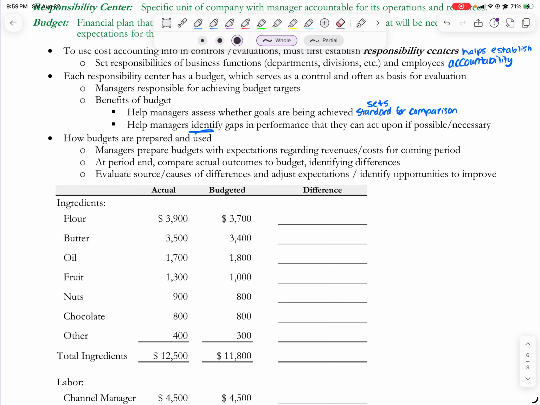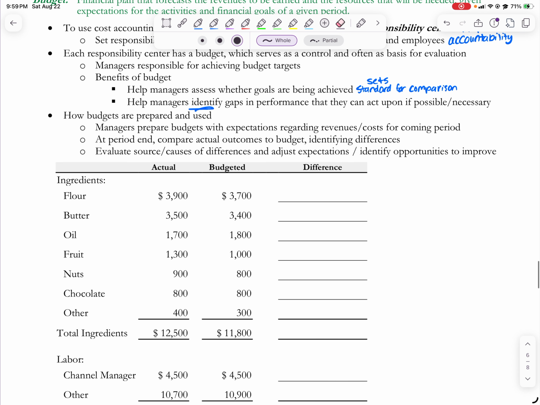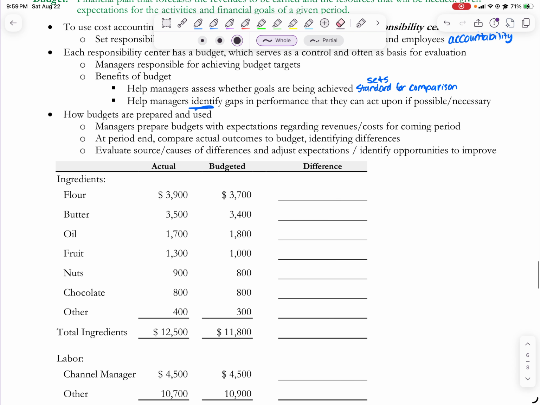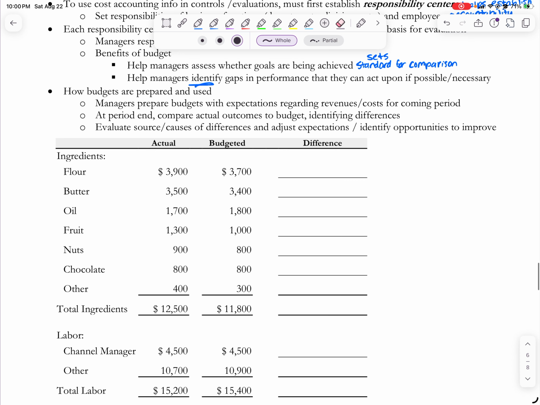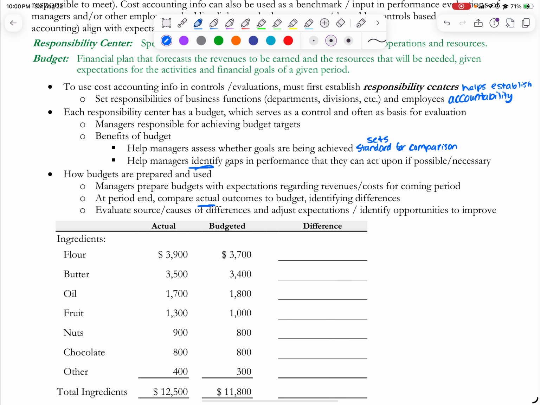Not saying they have complete say, but they have some say at least. So they help prepare their budgets with the knowledge they have of their business functions, setting their expectations for revenues and costs for the future period. Once that period is over, the budget is used to compare, to evaluate, or to identify gaps in outcomes. Basically, they compare what actually happened to what they had expected to happen in the budget, and they identify differences. Then they learn from those differences.